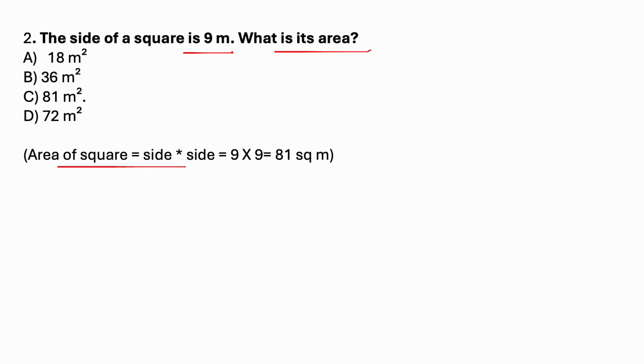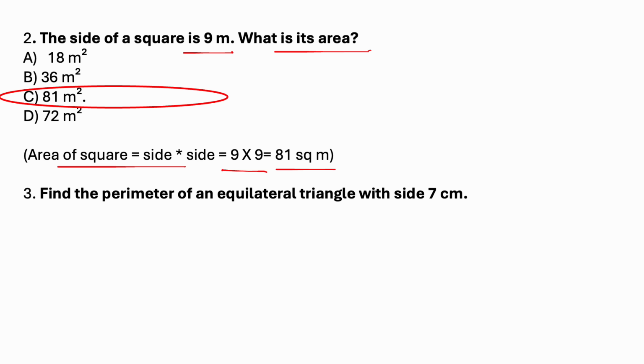Here side is 9 meter. So what is the area? 9 into 9. Side into side. That is 9 into 9 is 81 square meter or 81 meter square. So this is the answer. 81 meter square.